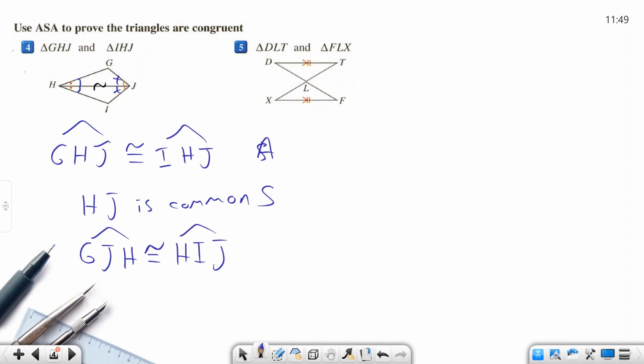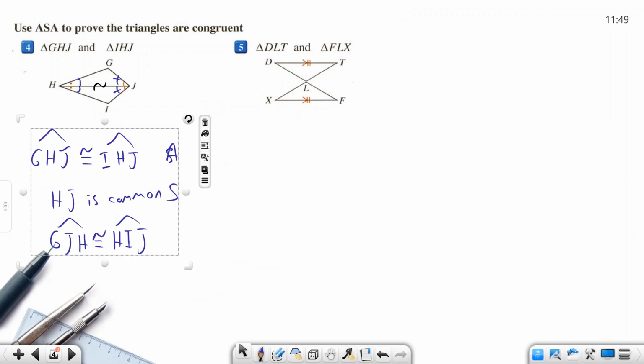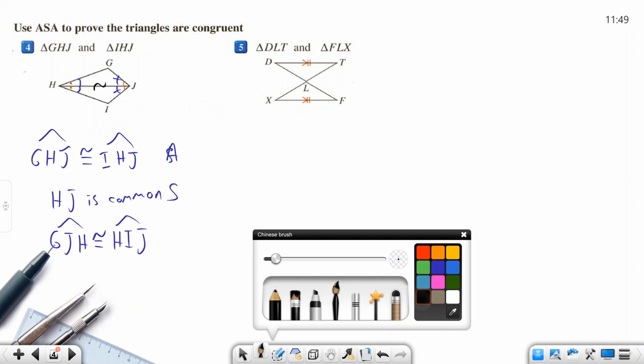HIJ. That's the first question. So therefore, these two triangles are congruent. Let's continue with our next question.